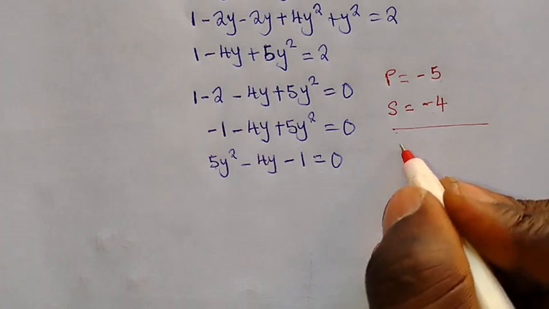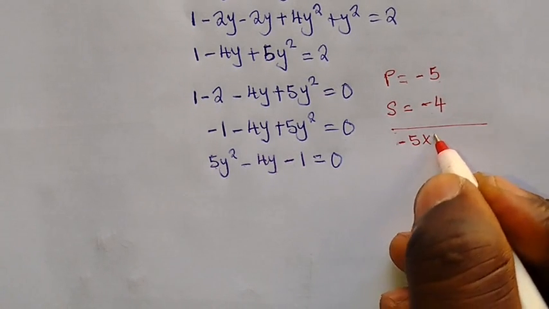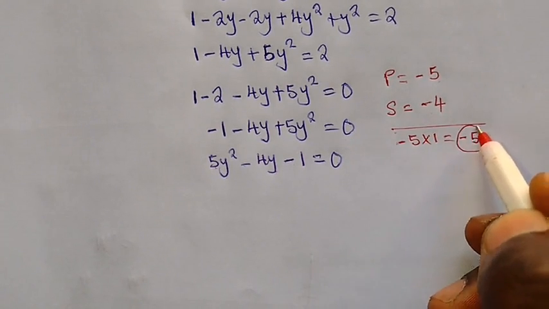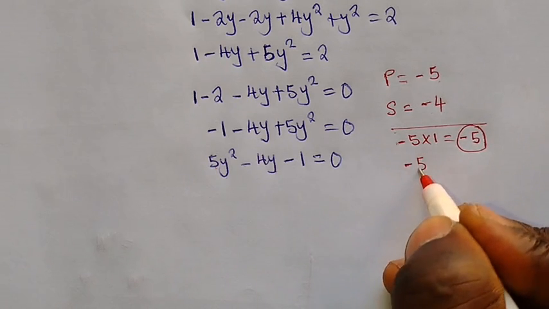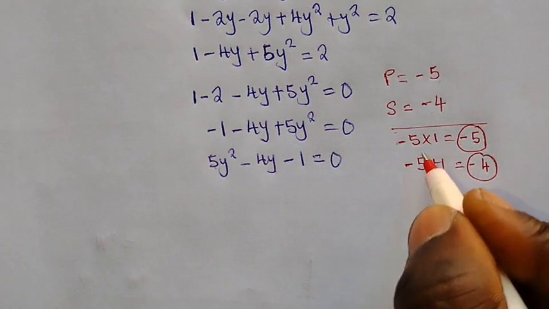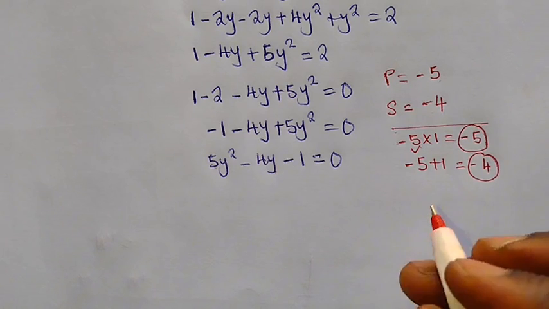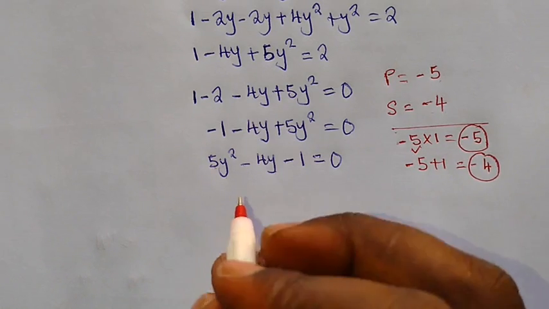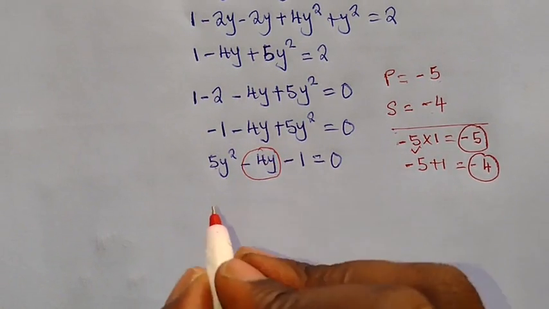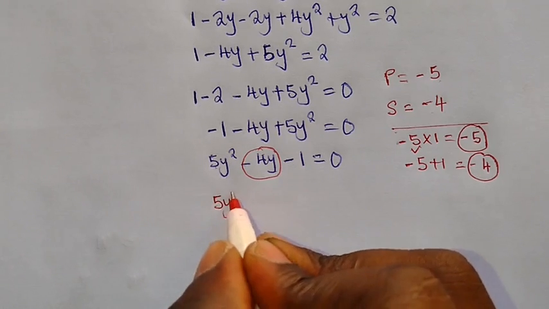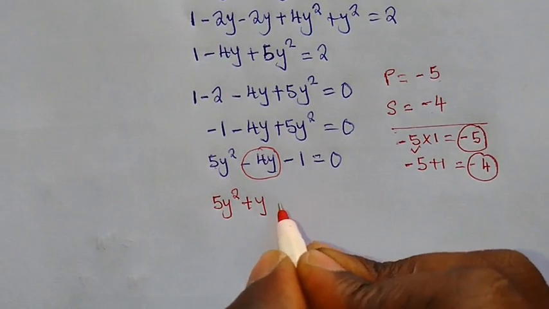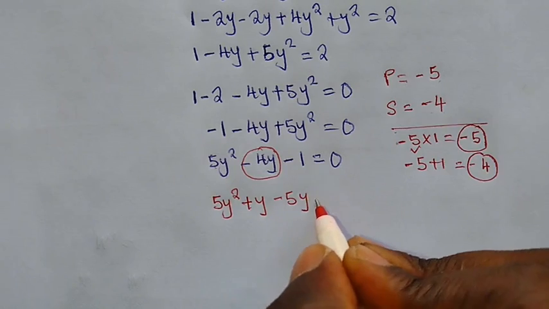So the two numbers: when you multiply negative 5 times 1, this gives you negative 5, which is the product right here. Again, when you add the same numbers, negative 5 plus 1, this gives us negative 4. So these two numbers are correct, and we can use them. We are going to substitute right here where we have this. So we are going to maintain 5y squared, then plus y, then minus 5y, then minus 1.